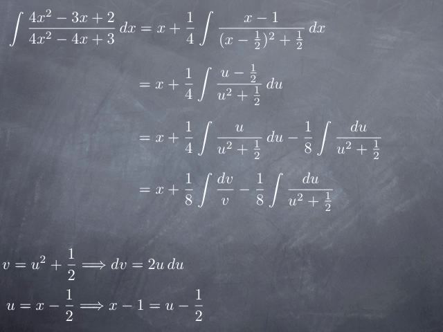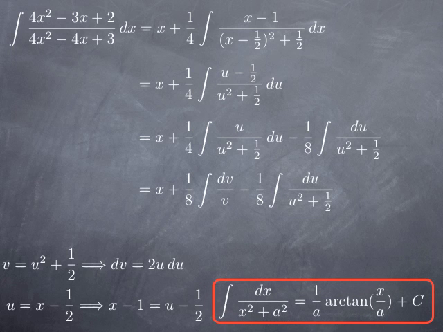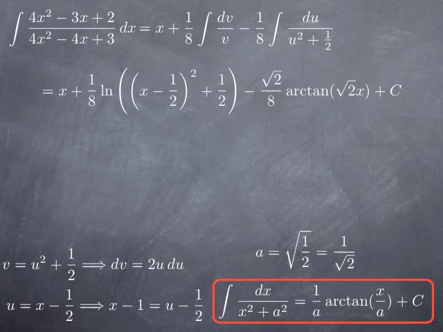And then for the last integral, we're going to use our integral formula using the arctangent. And we are in this case where a is square root of 1/2, in other words, 1 over root 2. You see that in the formula we use 1 over a, and of course 1 over a in this case is going to be root 2. So we end up with x plus 1/8 of natural log of absolute value of v, but v is u squared plus 1/2, so it's positive, so we don't have to worry about the absolute value. And u was x minus 1/2, so we end up with x minus 1/2 squared plus 1/2 inside our natural log. And then for the last integral, we apply our formula where 1 over a is root 2, so we get root 2 over 8 arctangent of root 2x up to a constant.